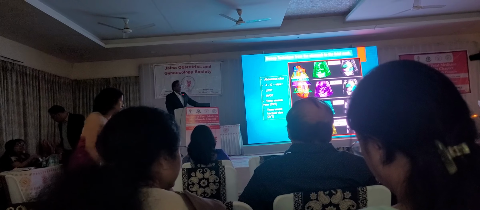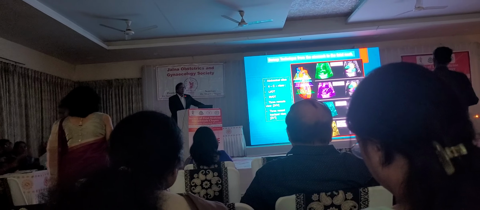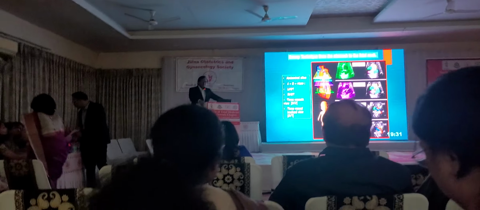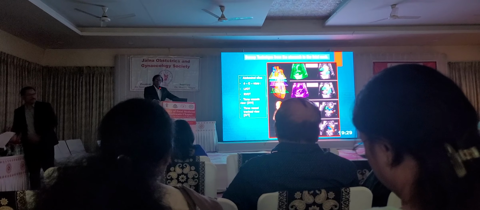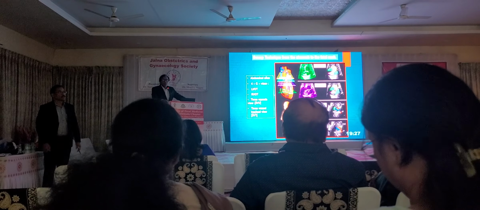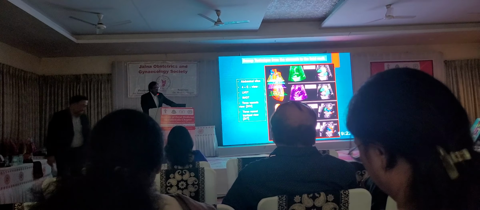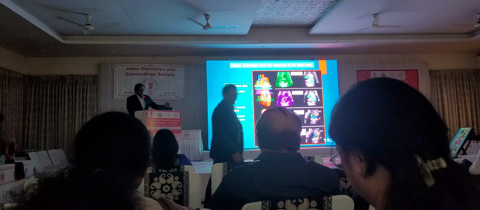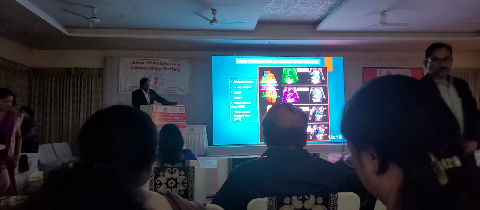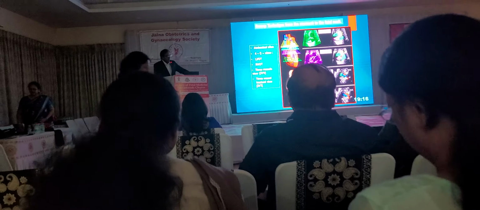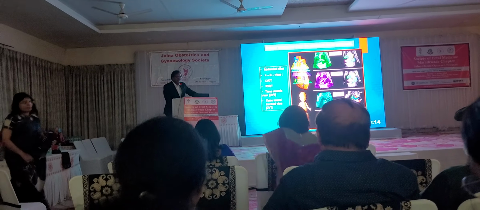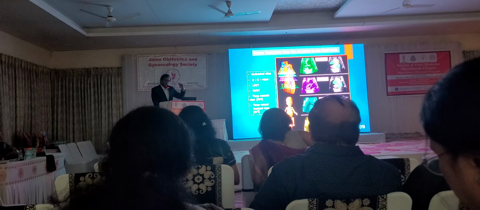So basically, whenever we go for the heart, we have to start from the stomach. They say the way to a man's heart is through the stomach. The same thing applies for the fetus also. We'll deal with all these views. First is stomach, then four chamber, LVOT, RVOT, three vessel view, and finally three vessel trachea view. We'll move from the abdomen to the superior mediastinum in a sweep.